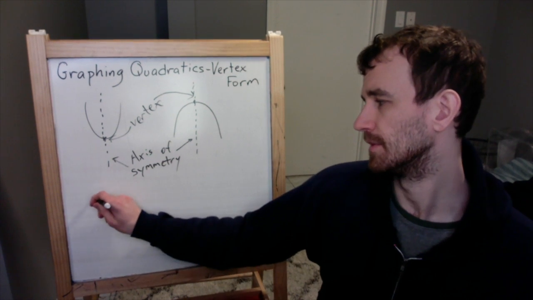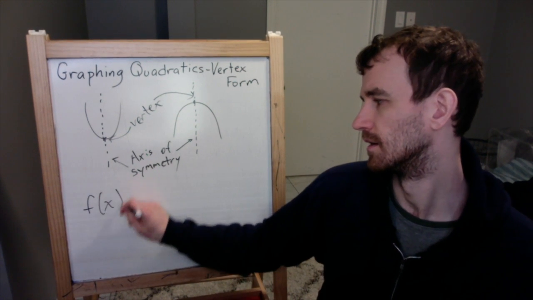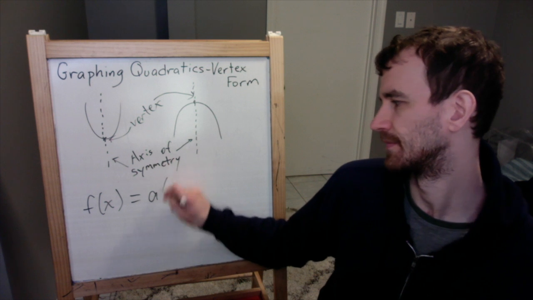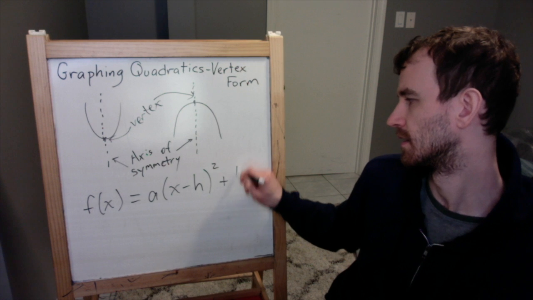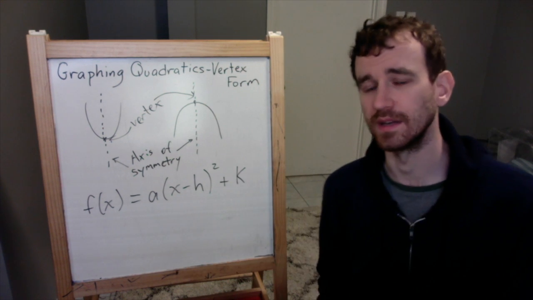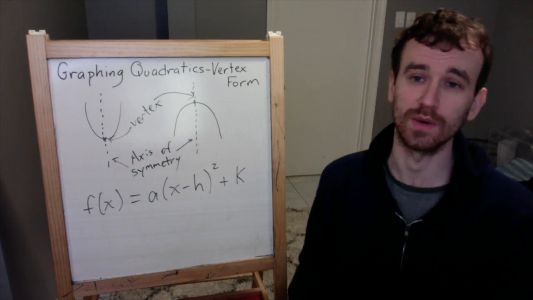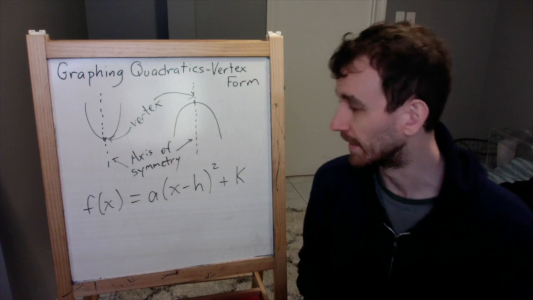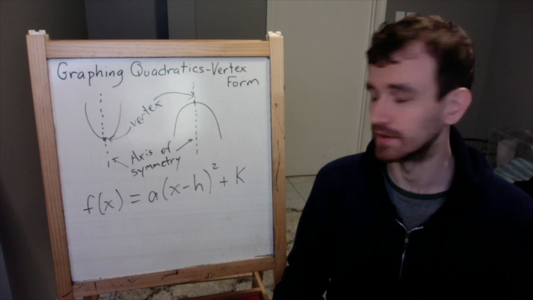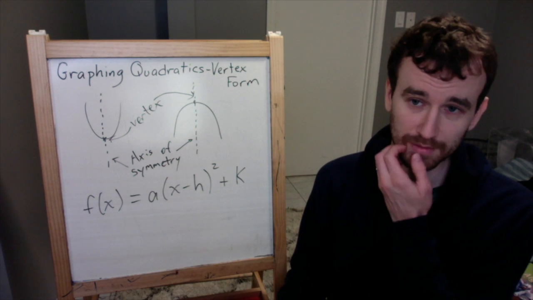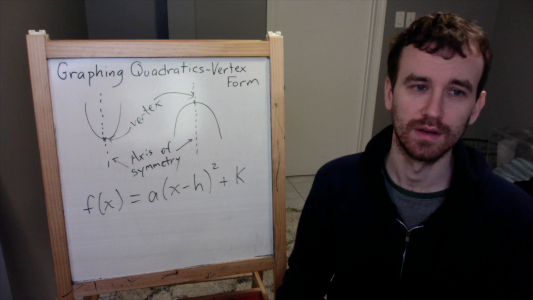Now, vertex form looks like this. And this format was the end result we got when we completed the square, which all of you were so thrilled about. But this is one reason why completing the square is useful, because vertex form of a parabola is very easy to graph with.